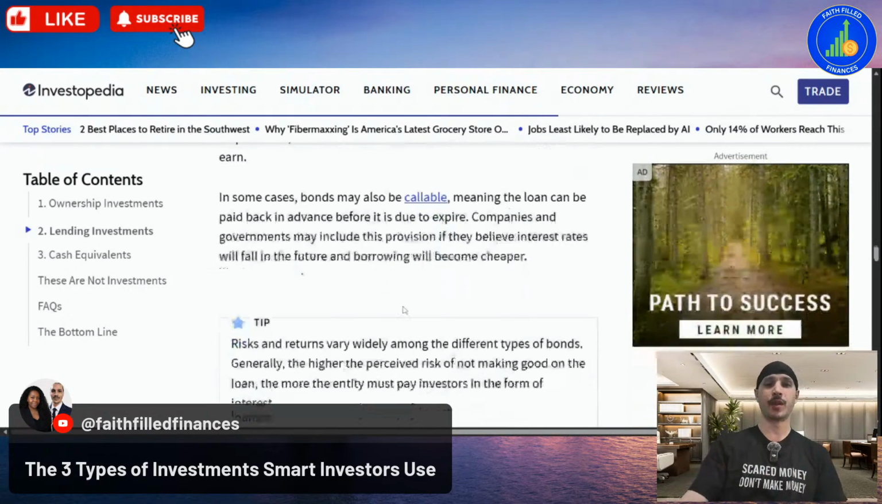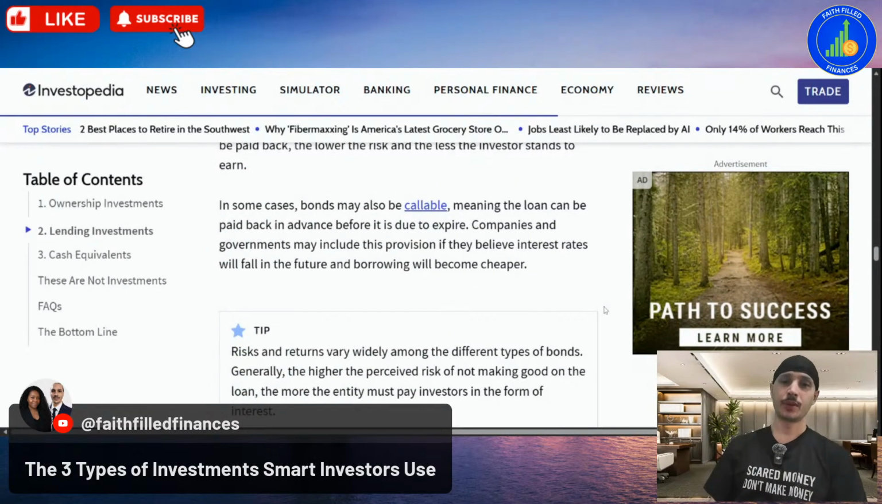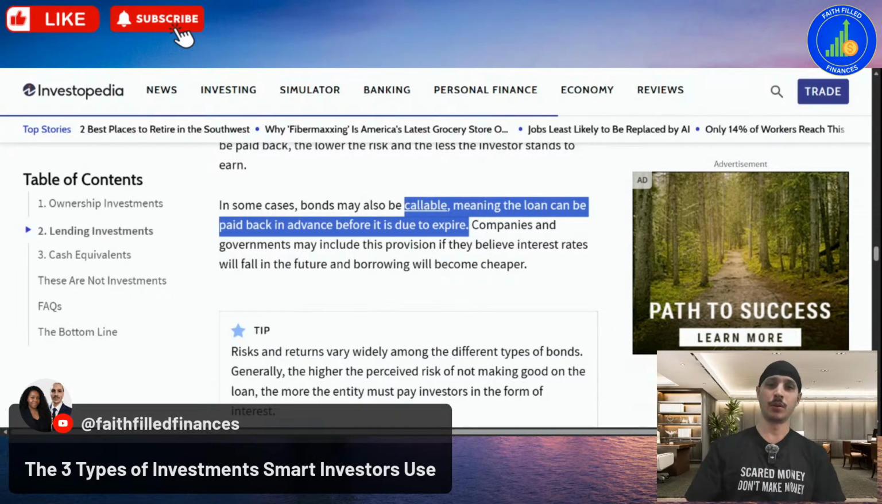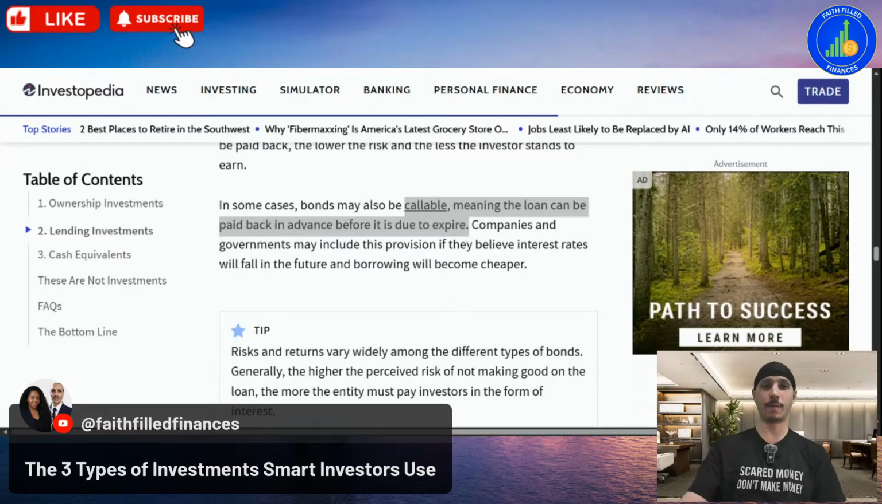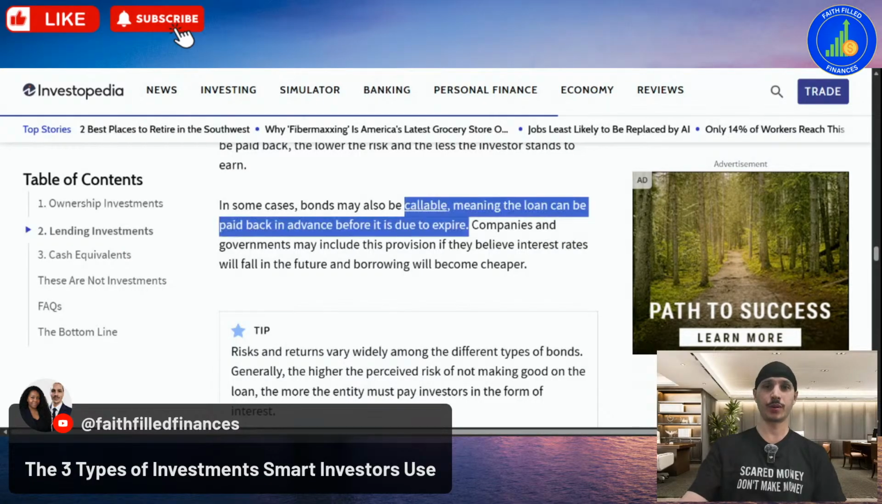In some cases, bonds may also be callable, meaning the loan can be paid back in advance before it is due to expire. Companies and governments may include this provision if they believe interest rates will fall in the future and borrowing will become cheaper.